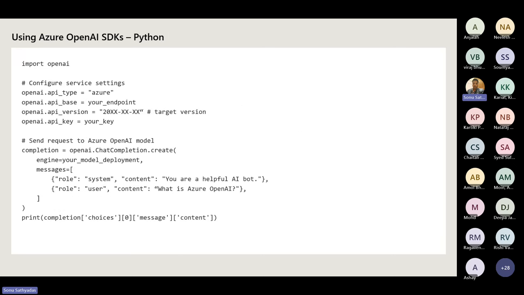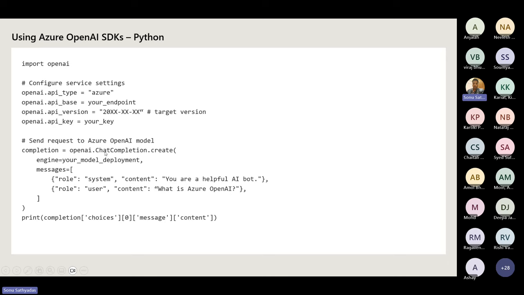But the same thing you can do with Python also. In Python, it is syntactically very simple. You have to install the OpenAI library, and you have to set up the parameters like openai.api_type is azure. API base is the base URL, API version is the version of your API, and API key is the authentication key.